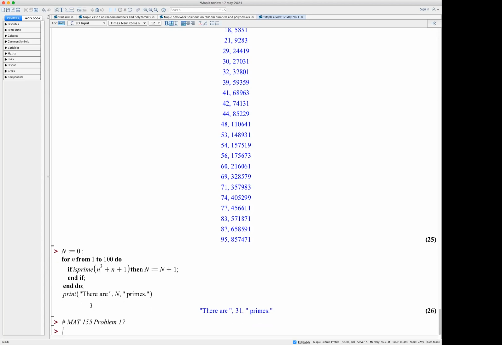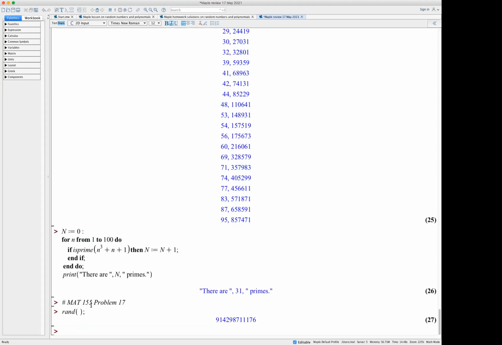Okay, so there's this function which produces a random 12-digit number, and that's the way it's written. All right, so you just enter this and you get a number. If you do it again, you get a different number. If you do it again, you get a different number because it's choosing a random 12-digit number.